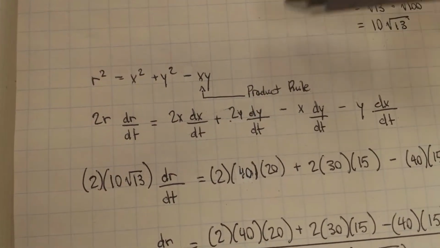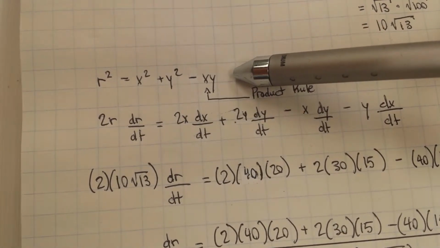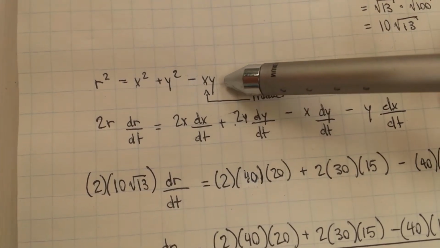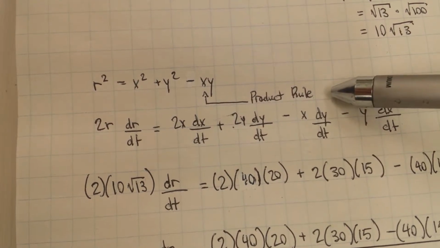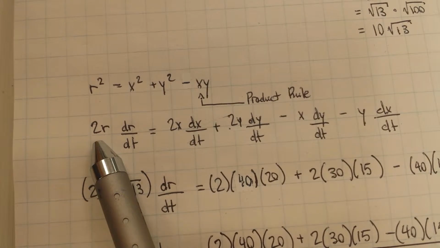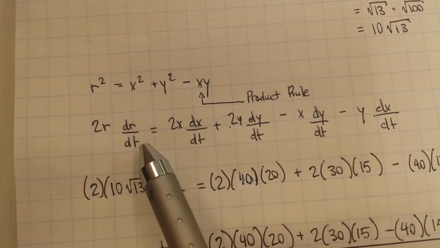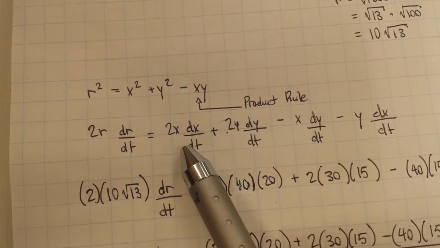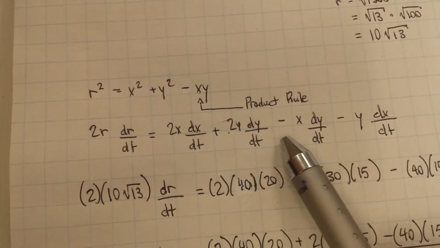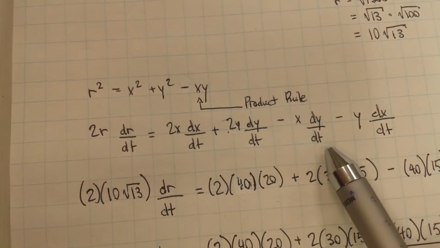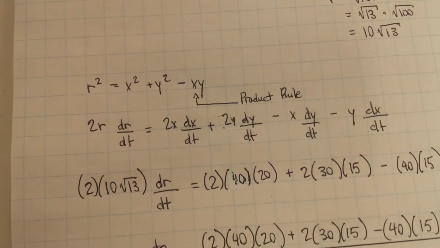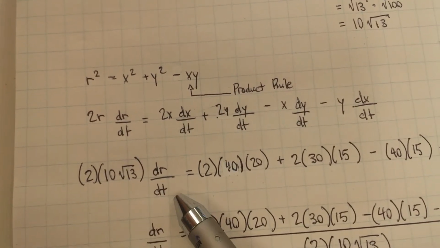So the next step is to differentiate r squared equals x squared plus y squared minus xy. And remember that for xy, we have to use the product rule to differentiate. So after differentiating, we get 2r dr over dt equals 2x dx over dt plus 2y dy over dt minus x dy over dt minus y dx over dt. So we have all our values except for dr over dt.